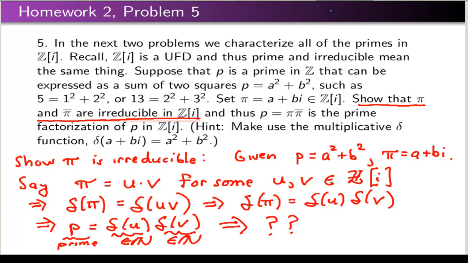Yep. Units plus or minus 1 and plus or minus i. Those are the units in the Gaussian integers. And then this second part right here is a trivial thing. So go ahead and verify that.